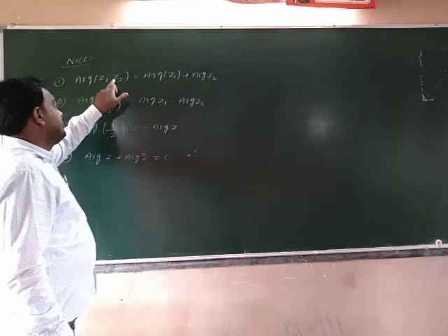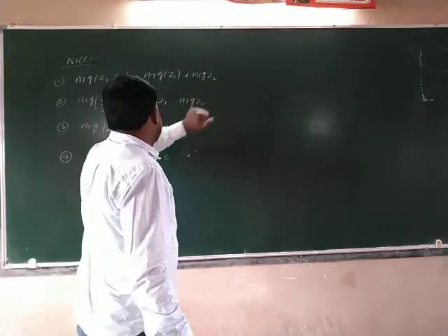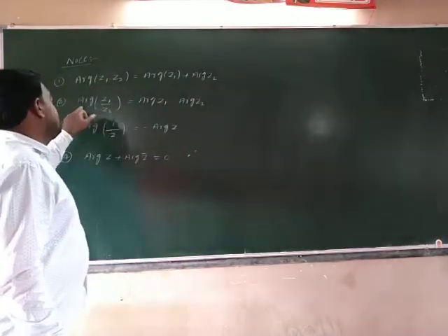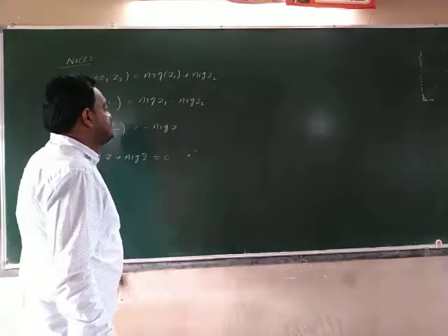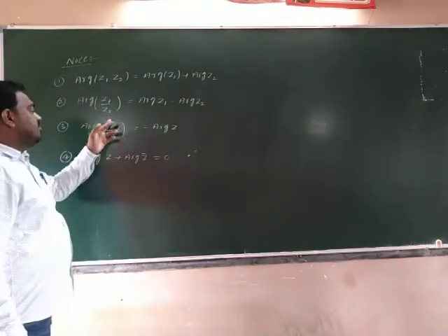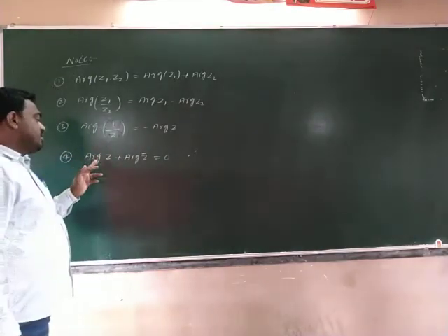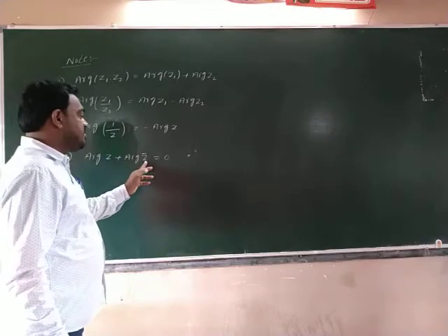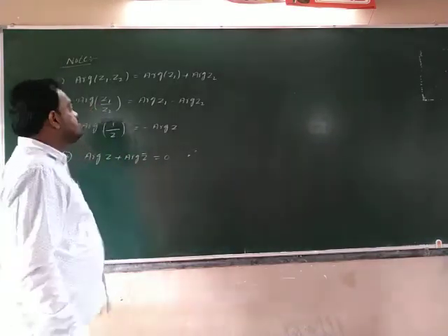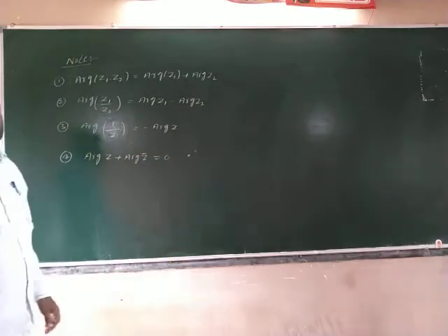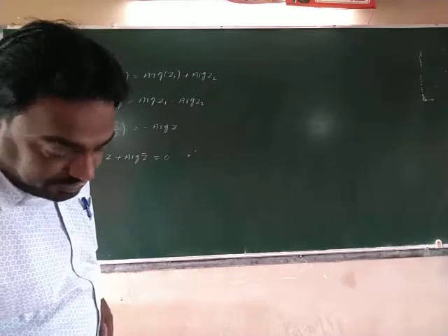Argument of z1 into z2 is equal to argument of z1 plus argument of z2. Second one, argument of z1 by z2 is equal to argument of z1 minus argument of z2. Third, argument of 1 by z is equal to minus argument of z. Fourth one, argument of z plus argument of z bar, that means conjugate, is equal to 0. So, you have to remember these four formulas. Okay? I already provided notes.